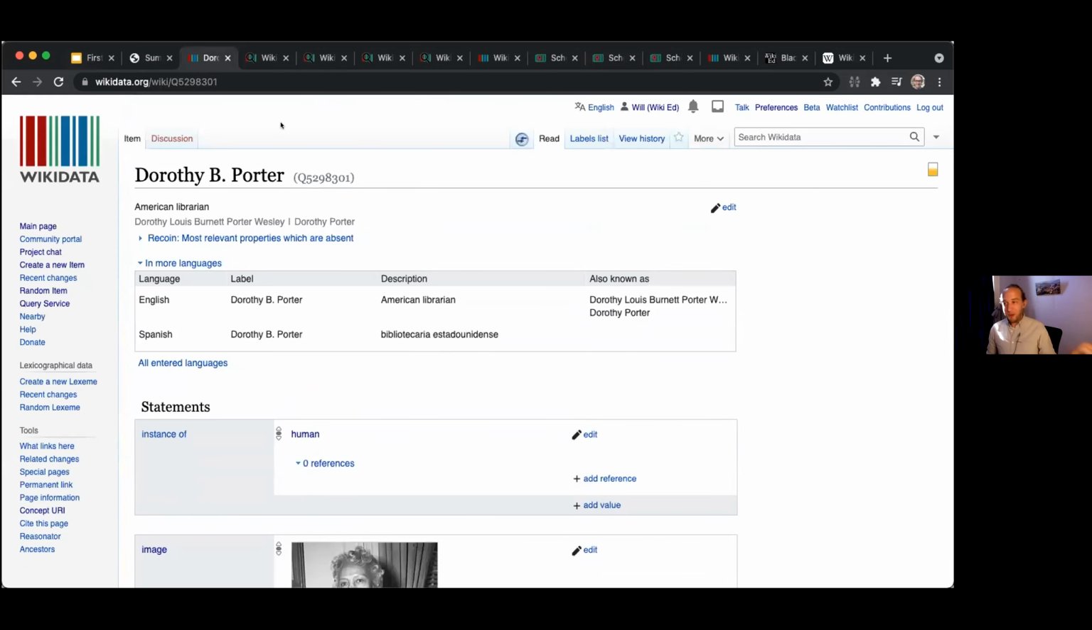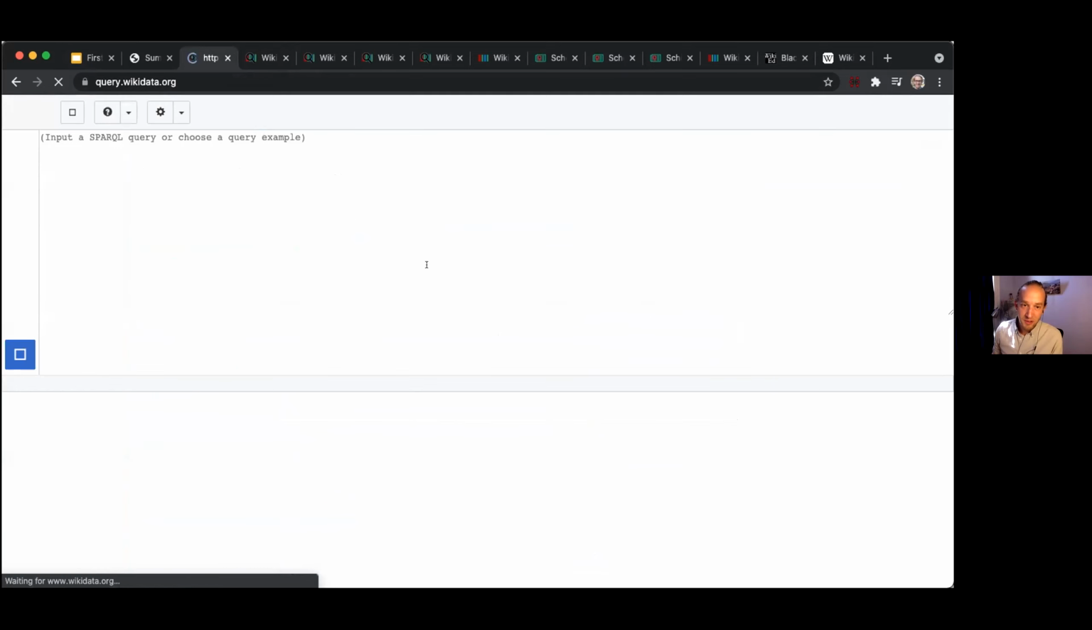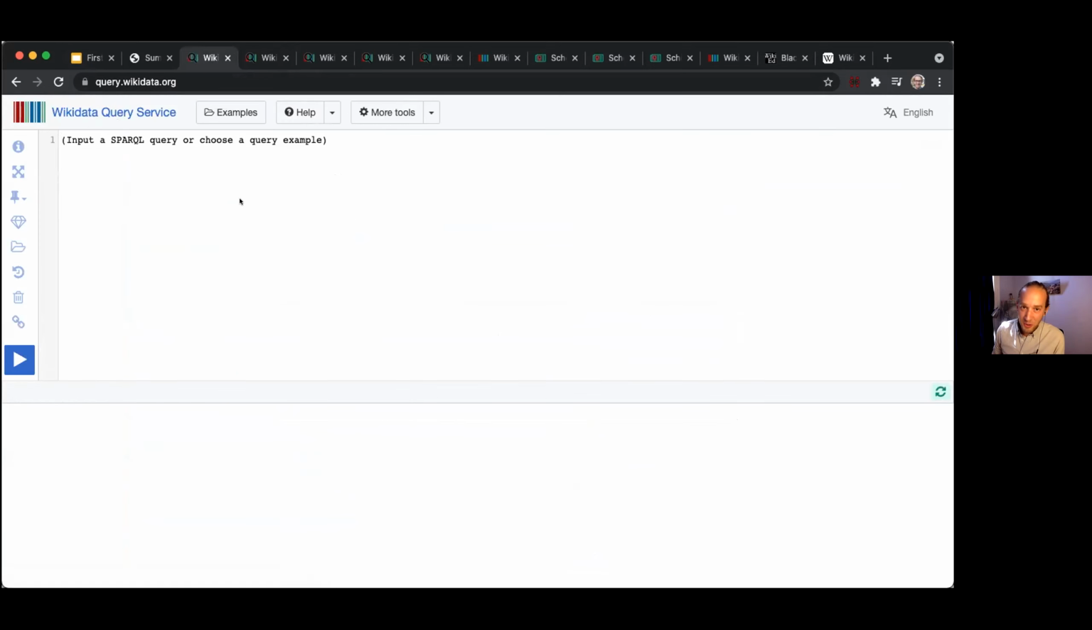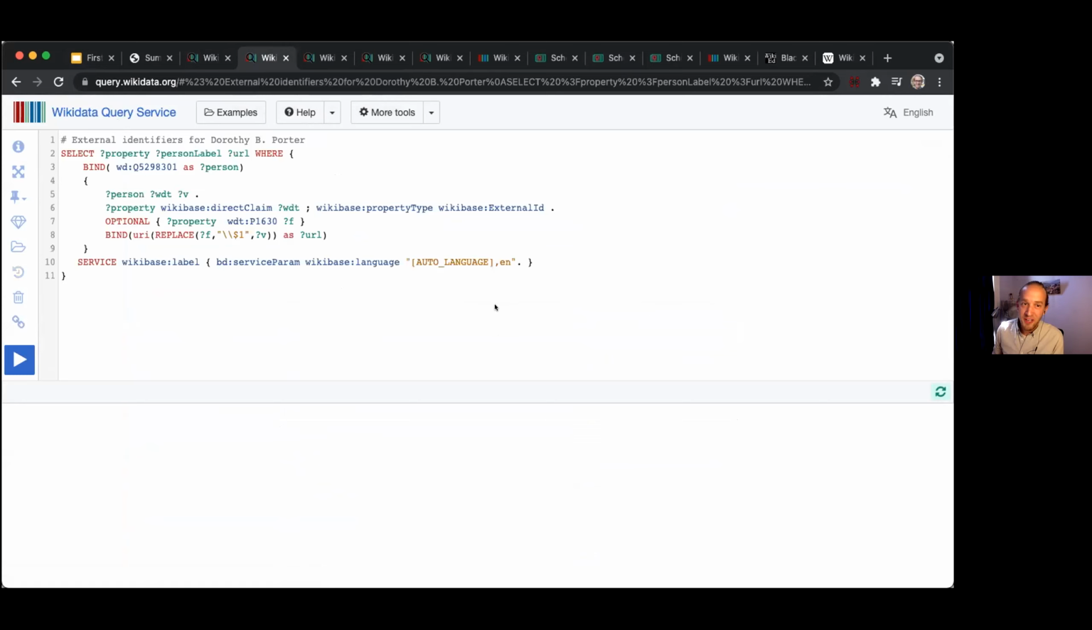But we were talking about the query service. And so to get to it, we can just click query service over here. And this is the Wikidata query service. You can enter SPARQL language stuff in here, and if you don't know it, that's okay. I've pulled up an example for you, so this is already filled out. And what this set of code is going to do is pull in all of the additional information about Dorothy B. Porter from all these other libraries and museums.